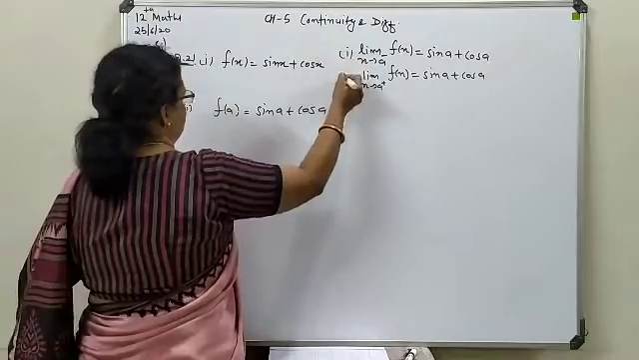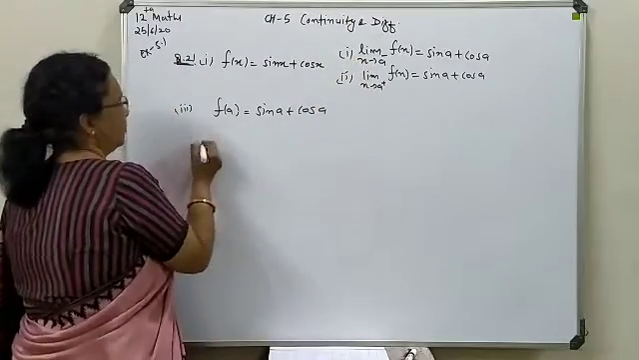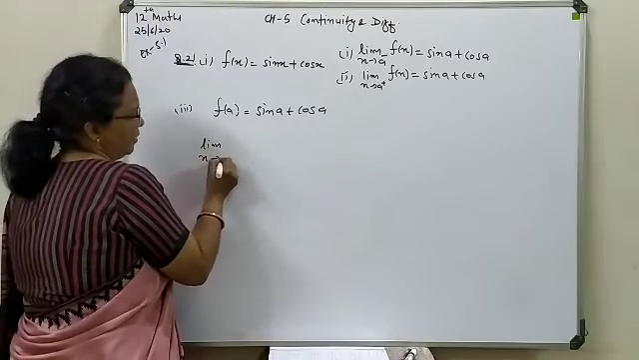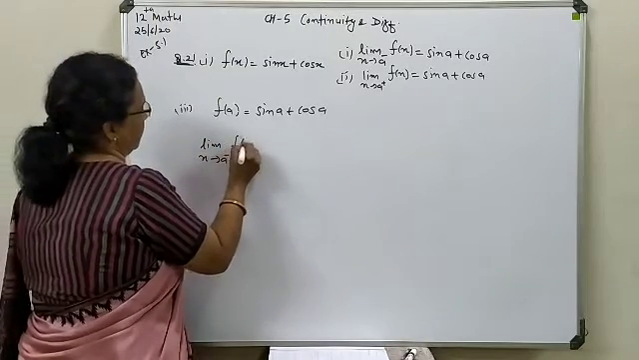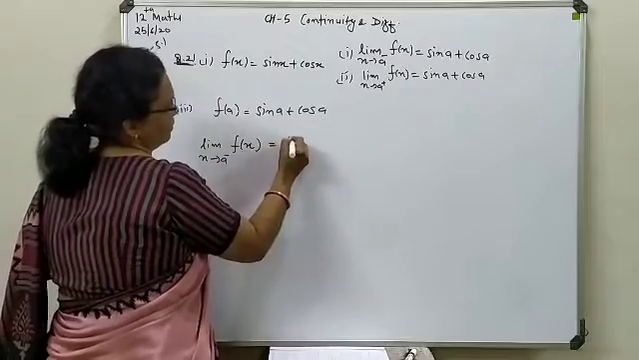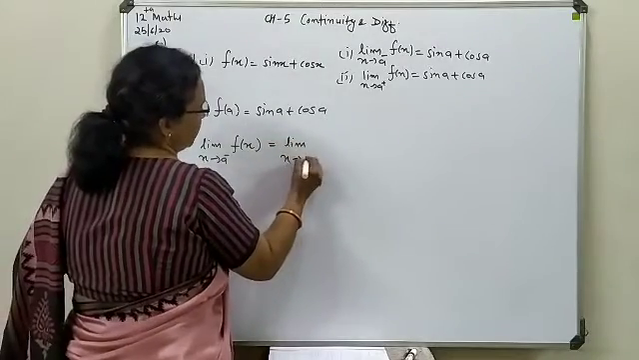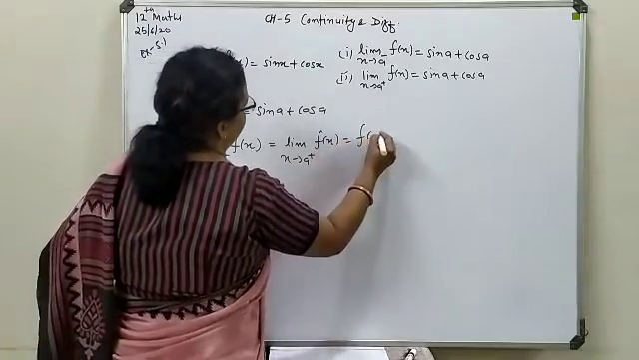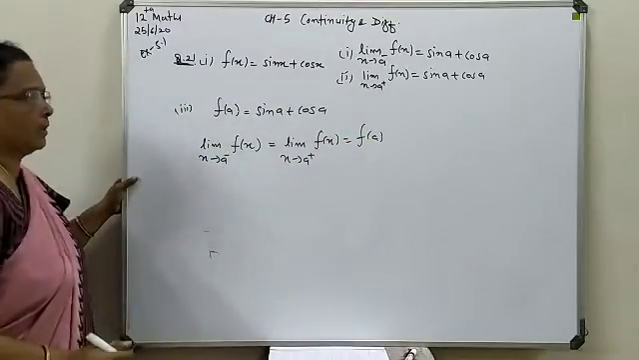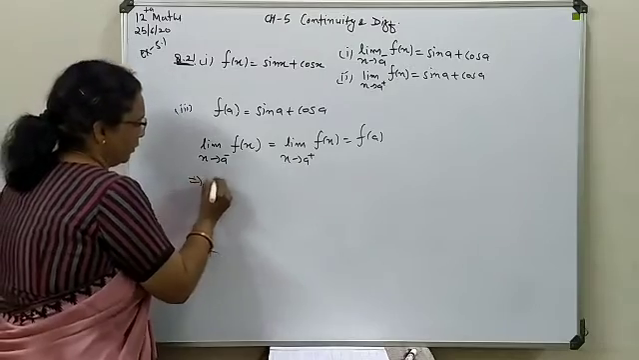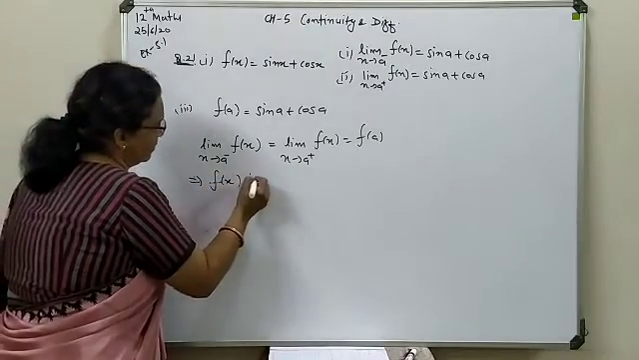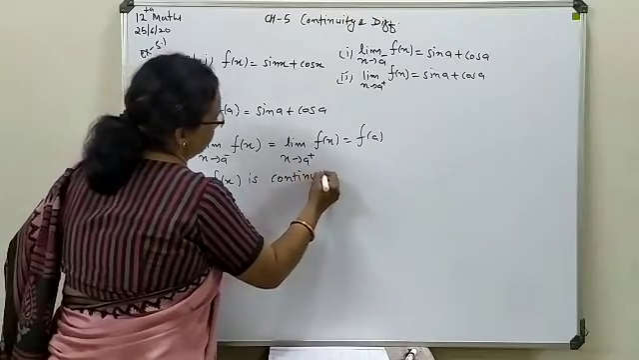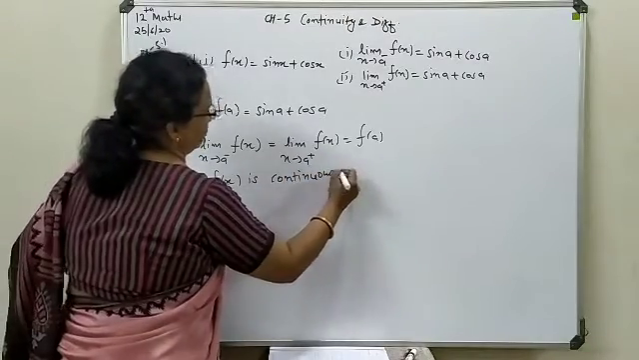It was first, this is the second, and this is the third: limit x tends to a minus f(x) is the same as limit x tends to a plus f(x), and that is further the same as f(a). So here we can say that your f(x) is a continuous function.